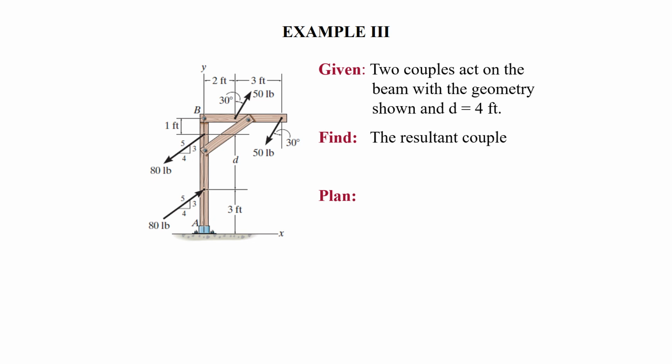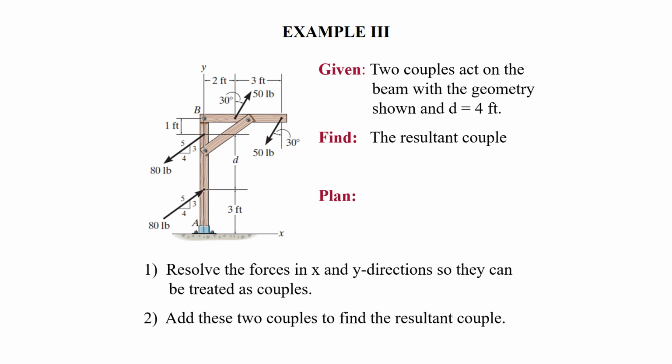In the third example, we're back to a 2D case. Here we have two different moments and we want to find the resultant couple. So we calculate the moment due to each of the couples and then add them. We'll resolve the forces. It's easiest to resolve them into components in the x and y direction so they can be treated as couples, and then we'll add these two couples to find the resulting couple.